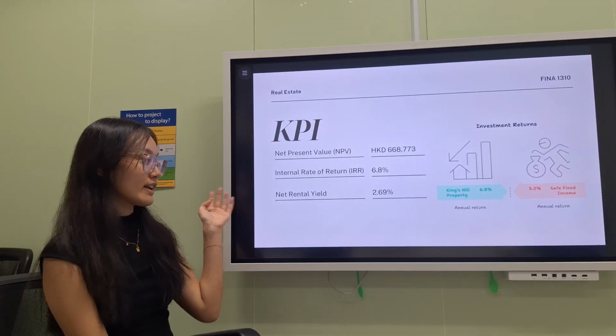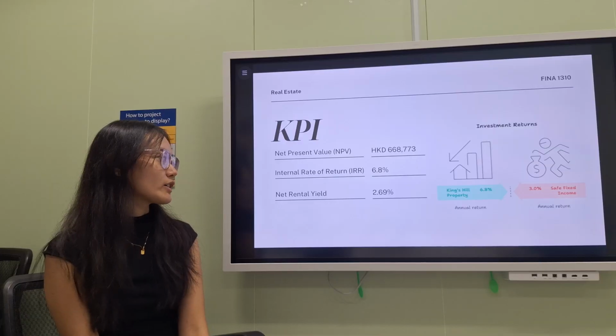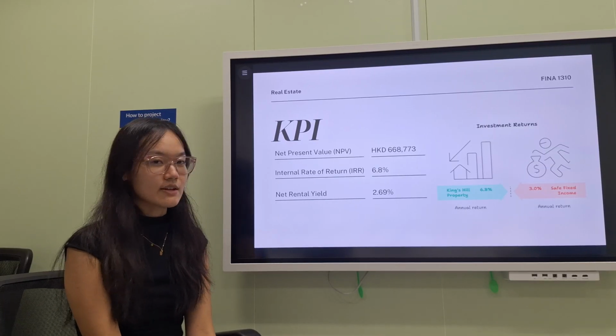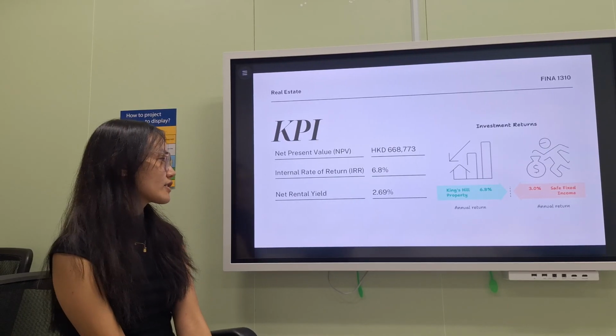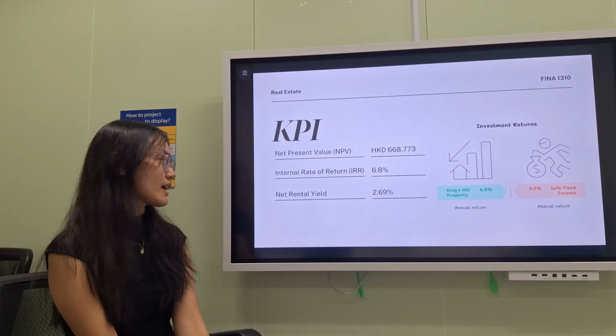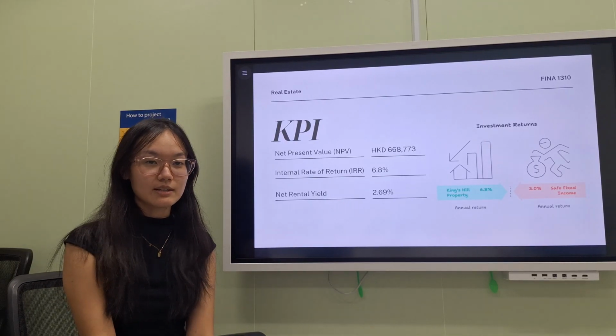So this brings us to our KPIs. Our net present value will be around $668,773, our internal rate of return will be 6.8%, and our net rental yield will be 2.69%.